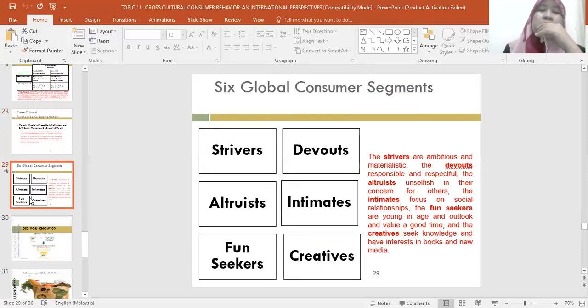So we go to the next one, six global consumer segments. We have strivers, devotees, altruists, intimates, fun seekers, and also creatives. When we're talking about the strivers, they are ambitious and very materialistic. The devotees are very responsible and respectful. And the altruists are unselfish in their concern for others. And the intimates, meaning they focus on social relationships. Can I say it like this?